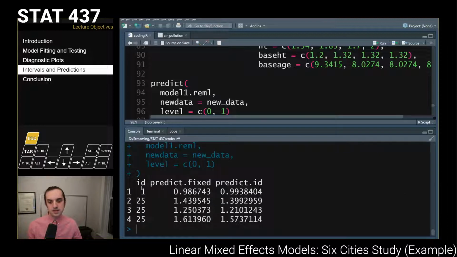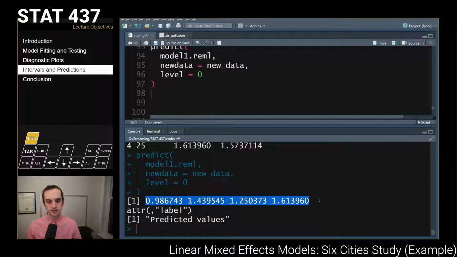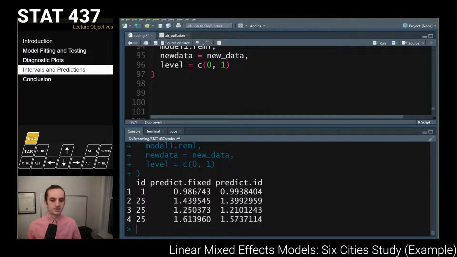We can run this, and you can see that for each of the rows we just specified in our data frame, we get a predict fixed and a predict ID. If we had just specified 0 and run it again, we'd only get the fixed predictions. If we had just specified a 1, we'd only get the individualized predictions. If we specify both, then you have both the fixed and the individual predictions. So we can see whether we are predicting the population average or the individual average.